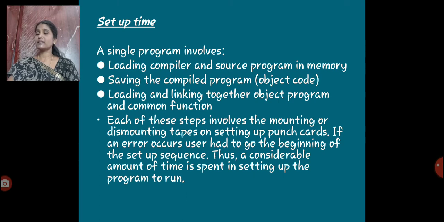If an error occurs in any of these steps, the user has to go to the beginning of the setup sequence, then he has to start from the beginning. So this is what happened in serial processing. If the system is not having any error, then it is over. The process will be successful. If there is an error, the entire system will collapse. So that is a major drawback of serial processing.